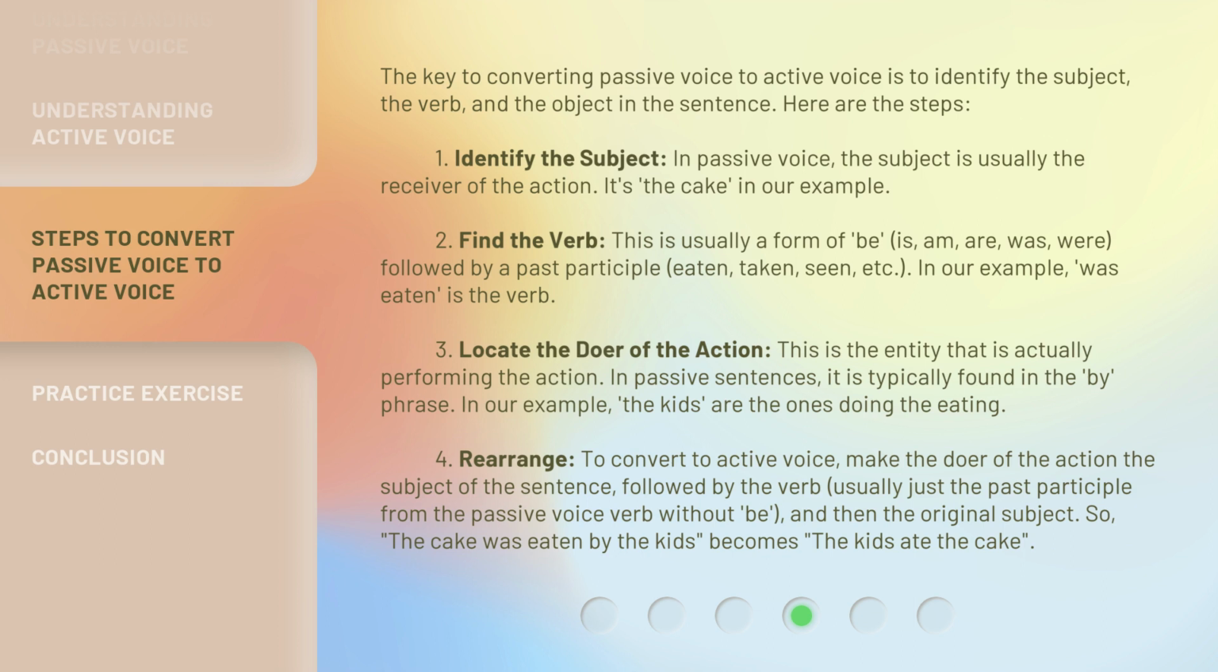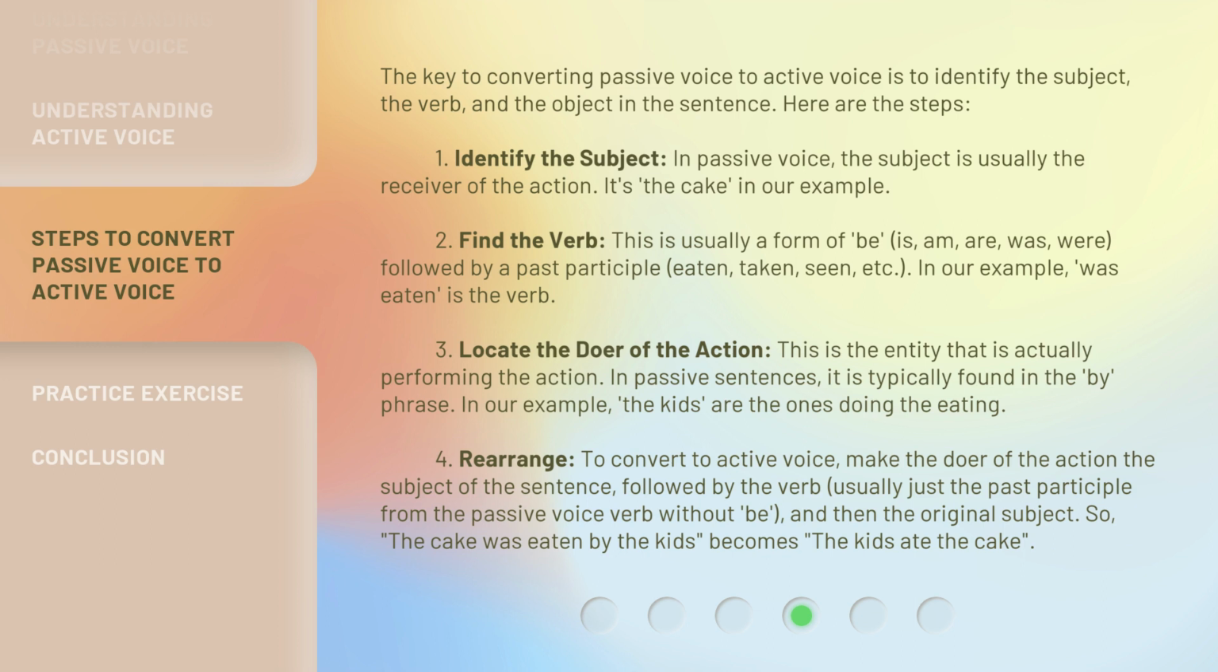2. Find the verb. This is usually a form of be, is, am, are, was, were, followed by a past participle, eaten, taken, seen, etc. In our example, "was eaten" is the verb.